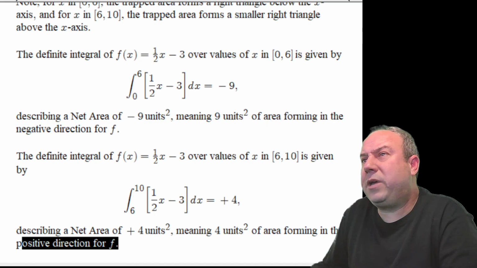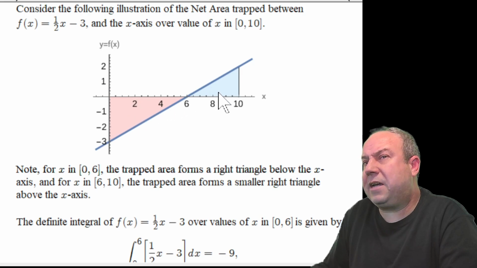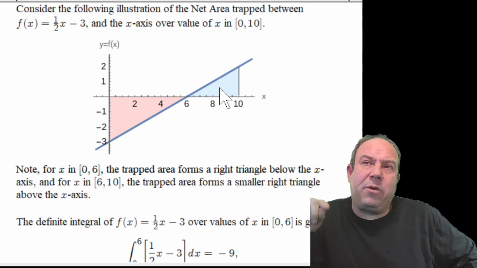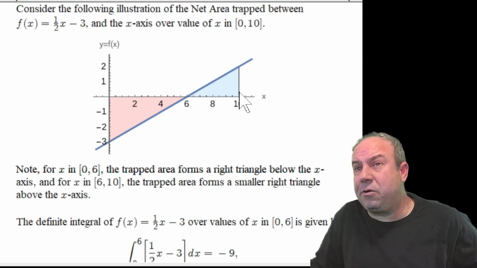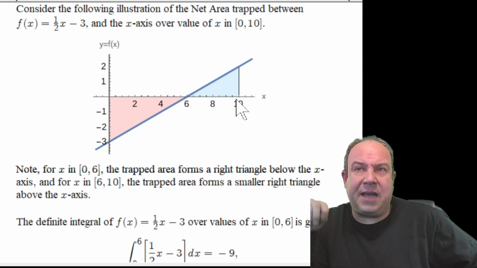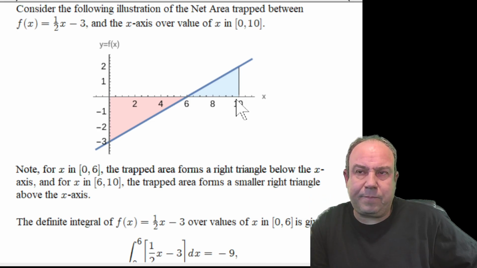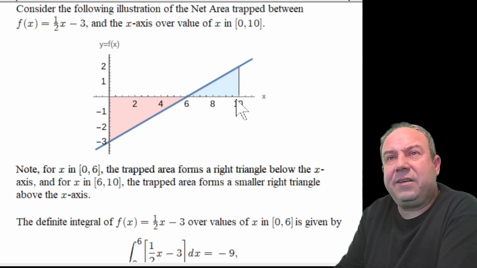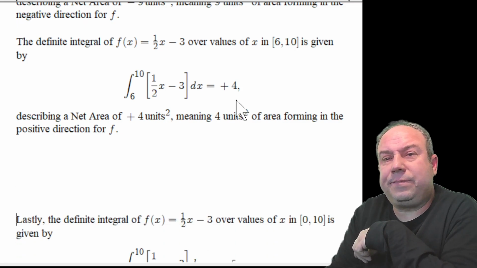So in this picture, we have 9 units of area form in the negative direction, 4 units of area form in the positive direction. So if we think about what they total to overall, over values of x from 0 to 10, well, the total of -9 and 4 is -5 units. The net area over that region would be -5 units of net area. And that is what we see happen in our calculation.